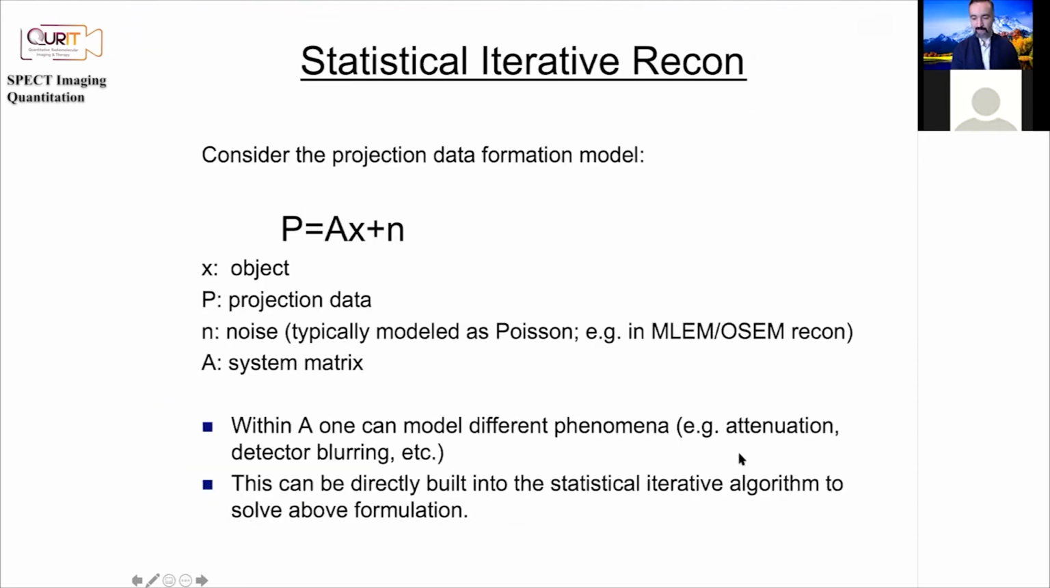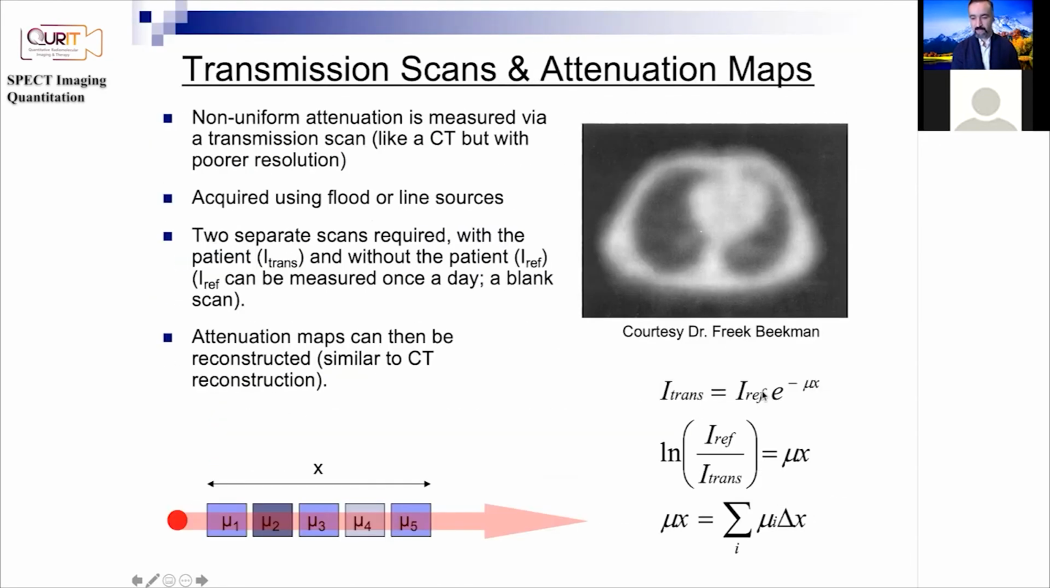This is a standard formalism for CT image reconstruction: you measure what was transmitted, and based on that, you reconstruct the mu map. So you do the same thing here. You reconstruct the mu map, the attenuation map. That requires you to do a scan without the patient. That would be done, for example, once a day in the morning, just one blank scan. And then with every patient, you would do these computations.